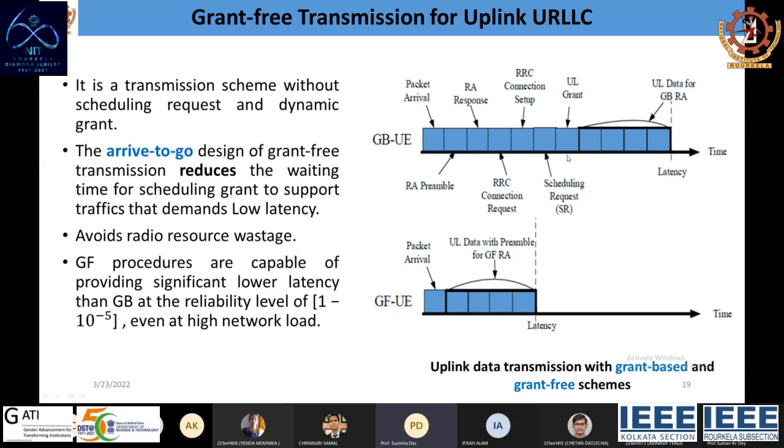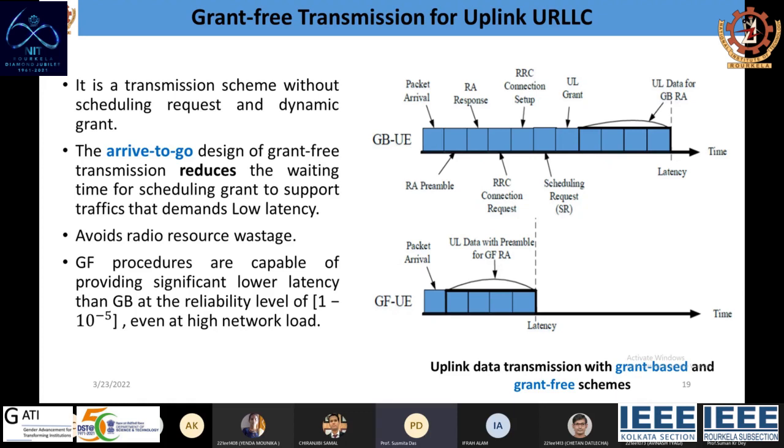This conventional grant-based scheduling is initiated by the UE, right, with an access request to the network, in which the base station can respond by issuing an access grant through a random access procedure. As shown here, this type of scheduling-request-triggered transmission would take at least 10 milliseconds before starting the data transmission, which is far from the URLLC latency requirement.